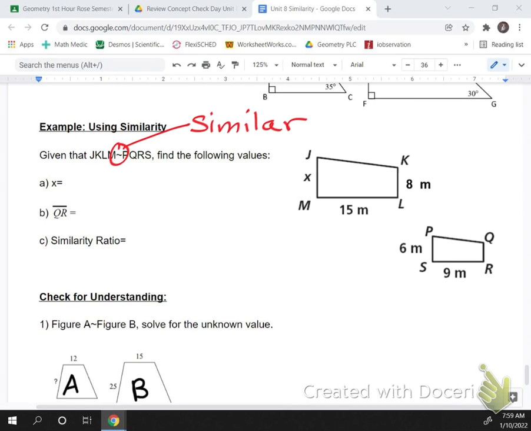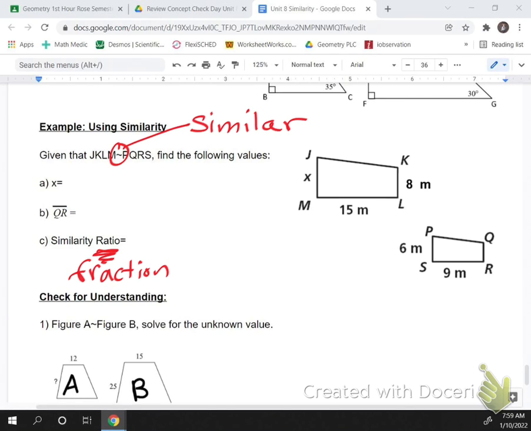Find the following values. First, I need to find X. Then I need to find the side length of QR. Then I need to find the similarity ratio. Again, a ratio is a fraction. Let's set up a proportion.